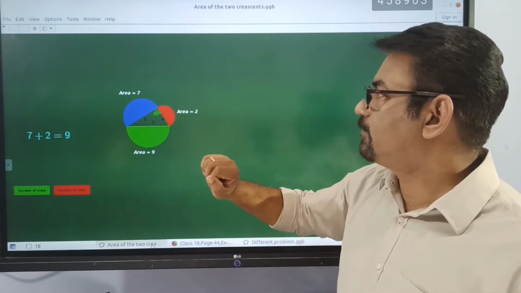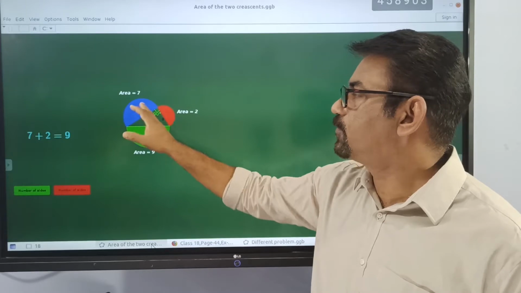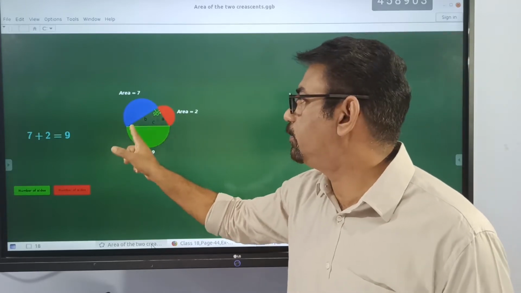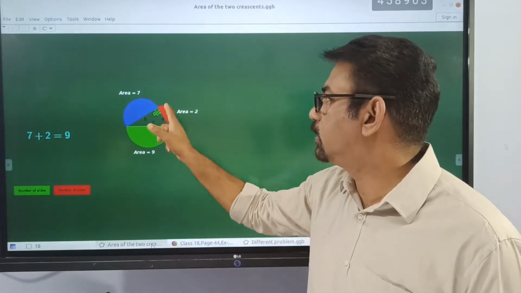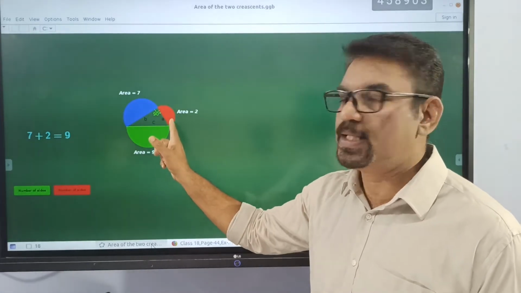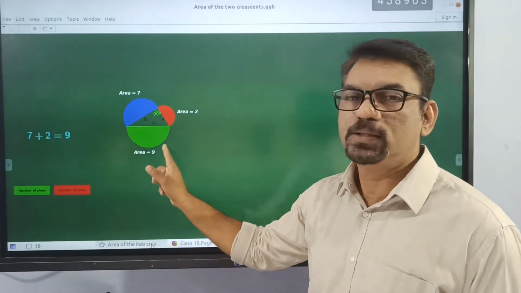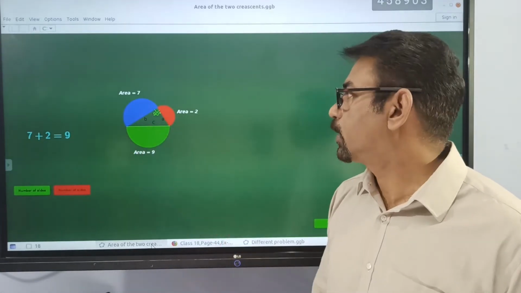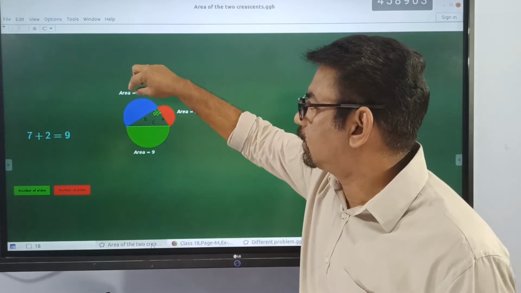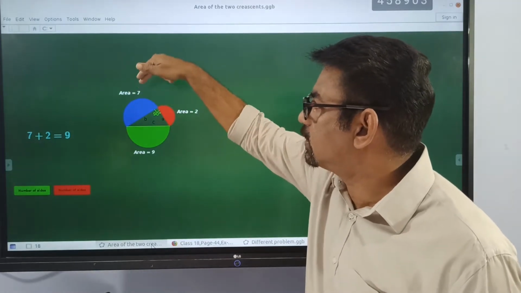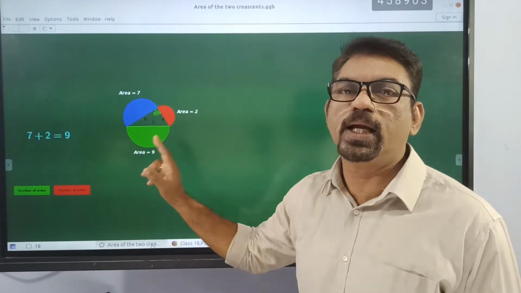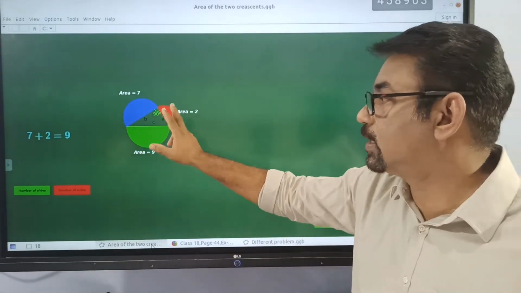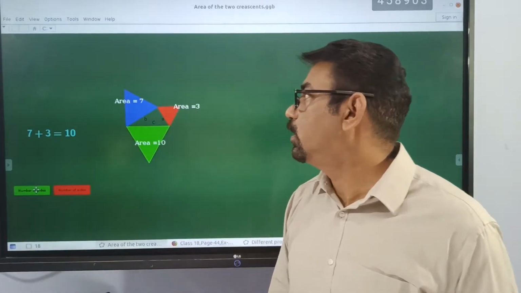Here, the interesting fact is that if we find the sum of these two areas, that means here we have a semicircle with this side B as its diameter, and this is a semicircle with A as its diameter, and this is a semicircle with the hypotenuse C as its diameter. And here we can see that the sum of these two areas, that is 7 plus 2, is equal to 9. This is not only true for these semicircles, it's true for all regular polygons.